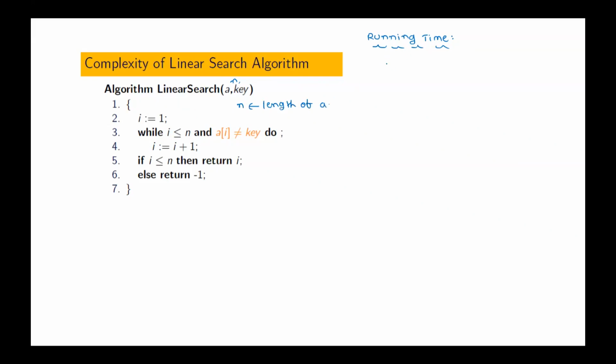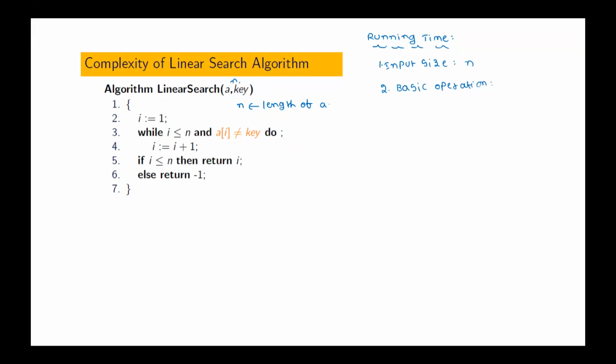Now, what is the input size here? What is the parameter that indicates input size? It is n. Now, what is the basic operation? We know that whichever operation is performed more number of times, that operation we consider as the basic operation. Now you tell me which operation we need to consider as basic operation.